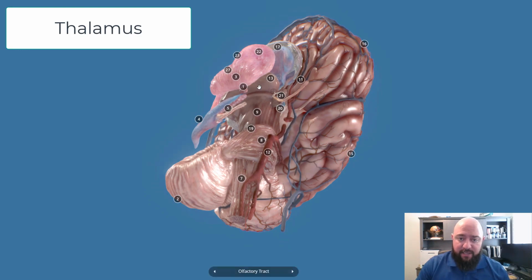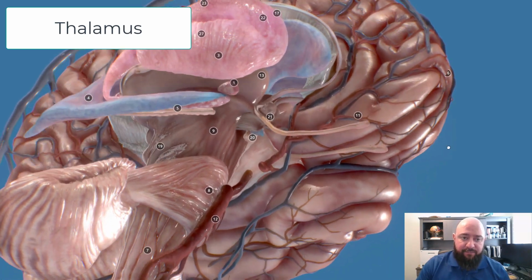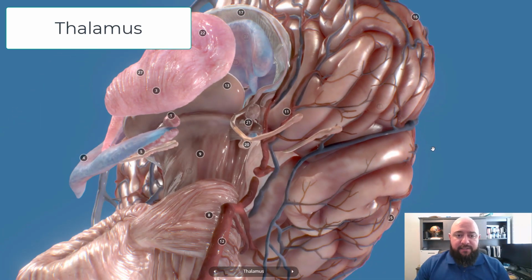It's this kind of gray structure. Here, let me click on number 13. Yep, that's the thalamus, this big structure inside here. That's that little gray structure underneath this pink one. And what the thalamus does is it's a relay station. It's a relay station for all of your sensory information. It acts like, I would say, a post office.